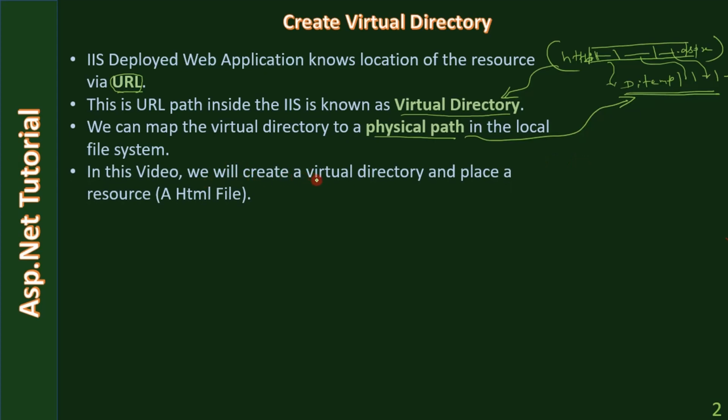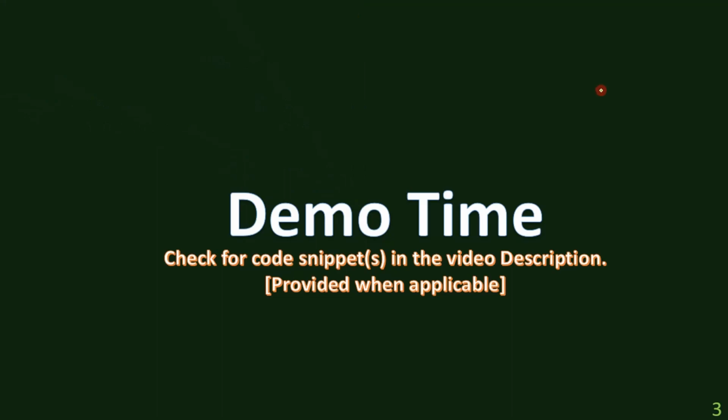In this video, we will create a virtual directory and place a resource inside it. That means we will place an HTML file, then display that HTML file in the browser. When displaying, we will use HTTP and specify a path to the HTML file. So the file exists on the local disk and is accessed through the virtual directory URL path via the browser. Now let's go to the demo.